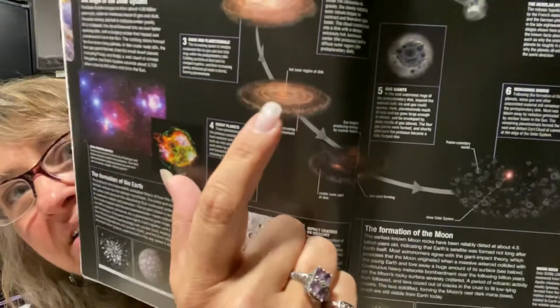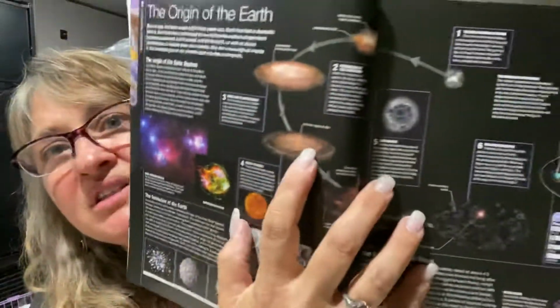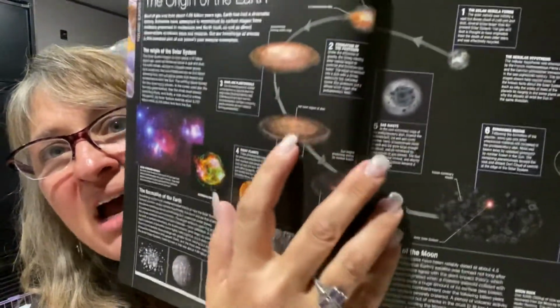And that gas looks like a disk. So this is the proto-solar system. Proto means pre. So this is the pre-solar system. It's just the swirling mass of gases.